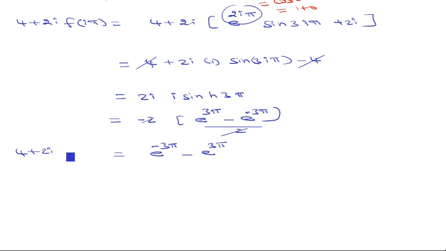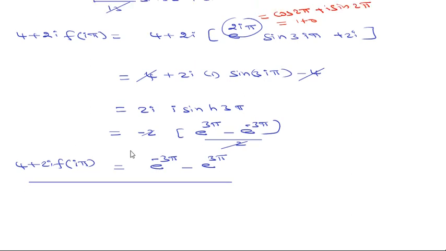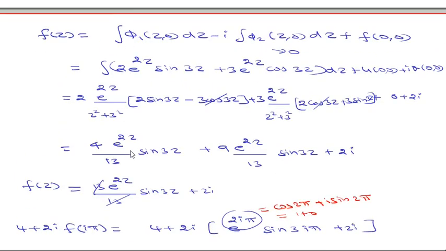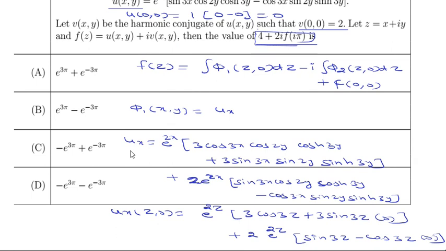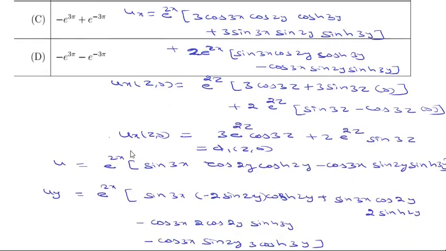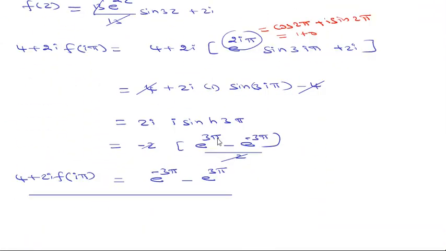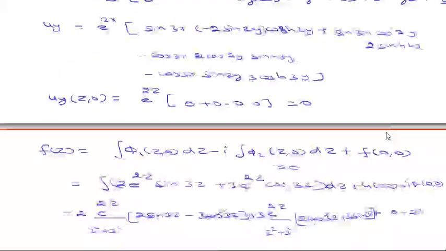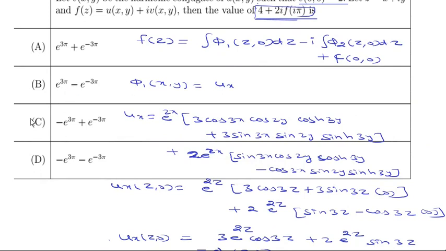So 4 plus 2y f of I pi is this one. So this is the final answer. So we will see which option is correct. So minus e power 3 pi plus e power minus 3 pi, so minus 3 pi, and option C is the correct answer.